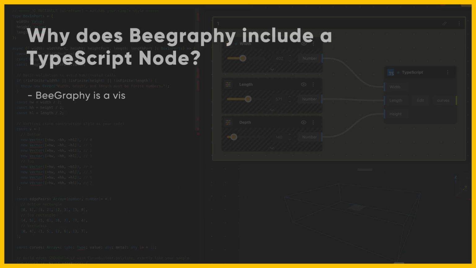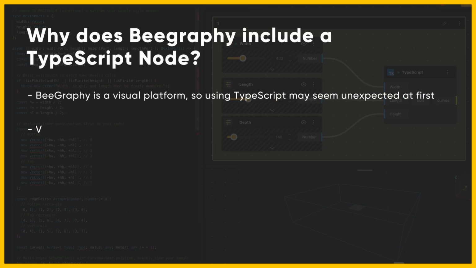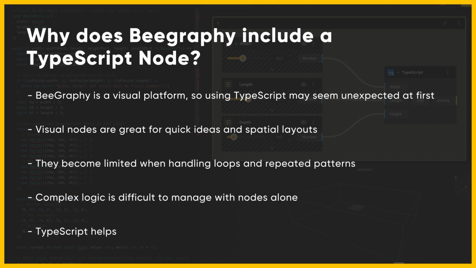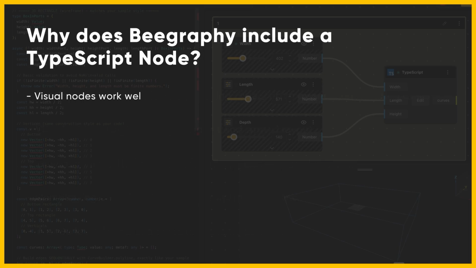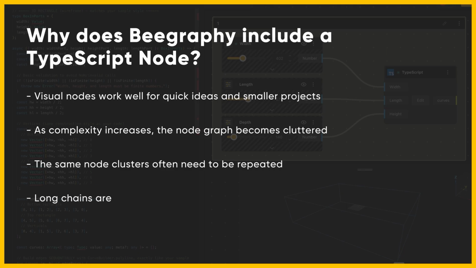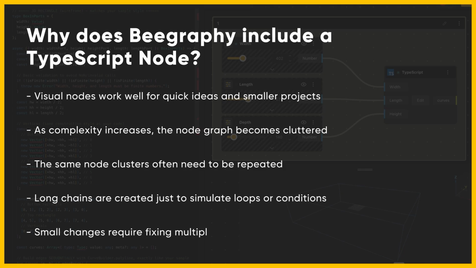Now, using Typescript in BeeGraphy might seem odd at first because the platform is visual. But visual nodes have limits. They are great for quick ideas and spatial layouts, but they struggle when you need loops, repeated patterns, or logic. Visual nodes are great for quick ideas and smaller projects, but as designs get more complex, the graph can get messy. You end up repeating the same node clusters, building long chains to fake loops or conditions, and constantly fixing multiple places whenever something changes.